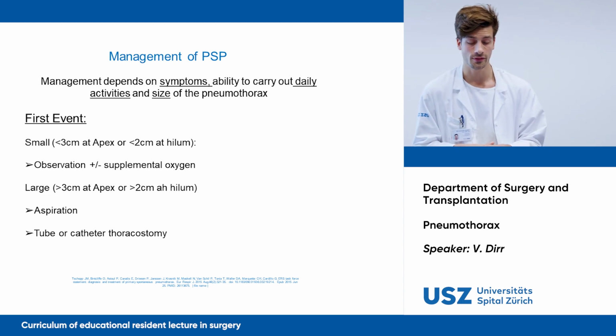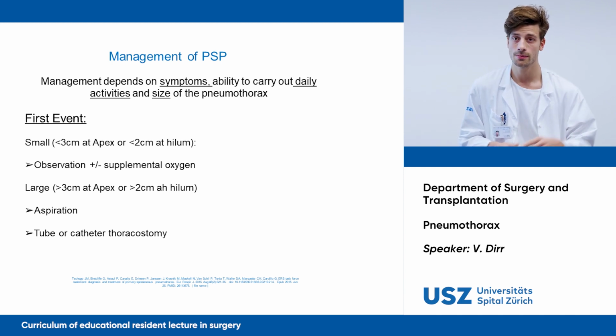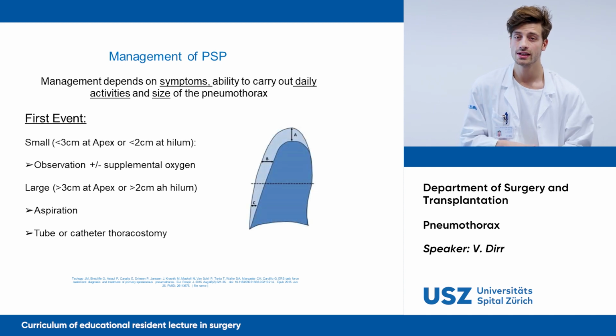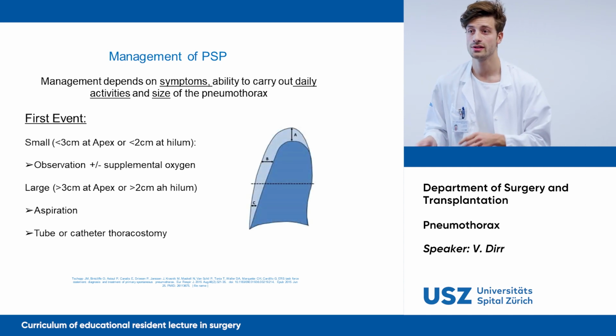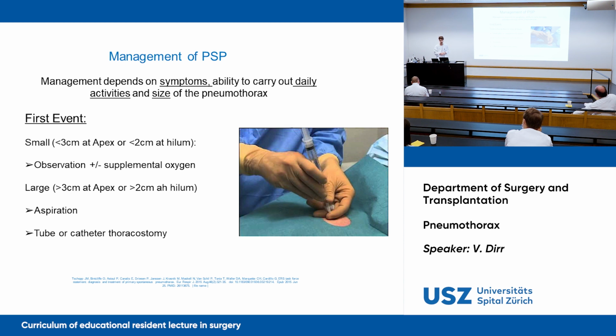In case of a first event, a small pneumothorax is considered below 3 centimeters, measured from the apex towards the lung parenchyma. And usually in these cases, observation and/or supplemental oxygen is enough. In larger cases, above 3 centimeters measured at the apex, you have to go for something like an aspiration with a cannula or a needle, or a more ongoing procedure such as a chest drain.